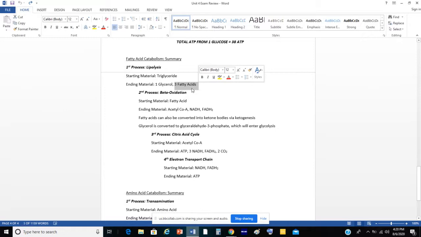But then what happens to the fatty acids? Well, they will go on to do what's called beta oxidation. This occurs to the fatty acids only. So you could think of it as fatty acid beta oxidation. The starting material is going to be your fatty acid.